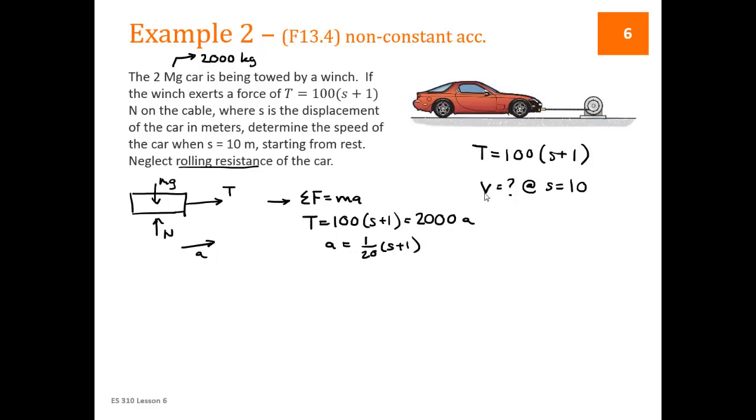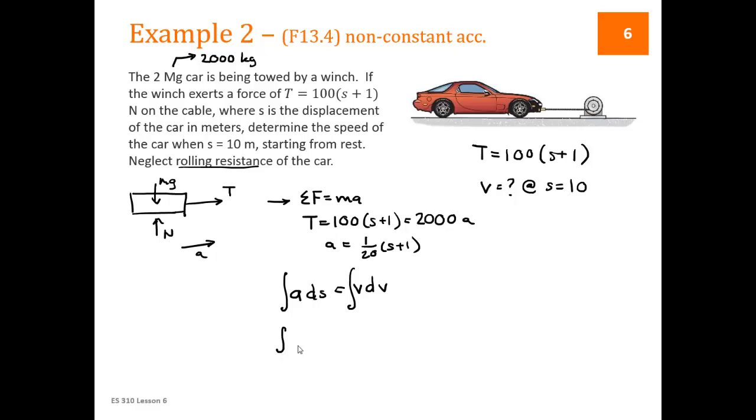Alright, how do we find v from a? We could take a time derivative, but there's no time in this, right? We have an s, not a t in our equation. So if you think back to our kinematic equations, there was that combined equation, the one that said a ds is equal to v dv. Well, now a is this expression, and v is what we're looking for. So we're going to end up taking the integral of both sides to get v out.